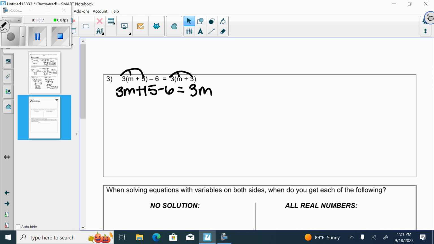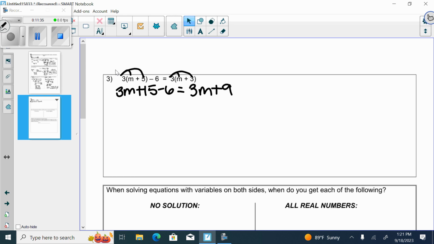3m and does this equal plus 9. All right, so we just distributed on both sides, right? I distributed the 3 into this parenthesis. I distributed the 3 into that parenthesis. Now we have a whole bunch of pieces. What should I do now?